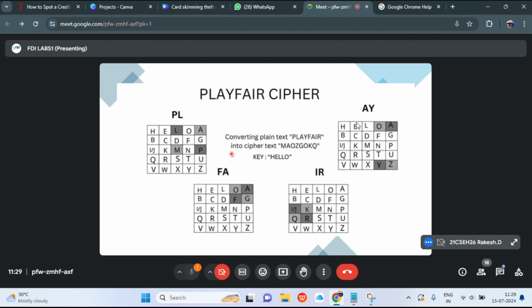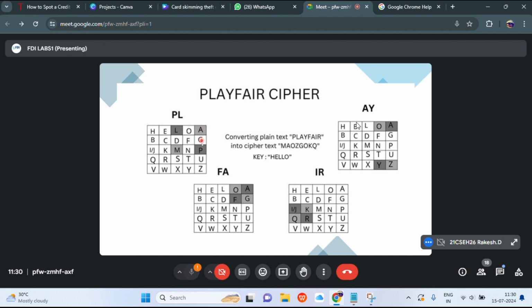And what was the second rule? The second rule is that we have split the plain text into pairs, and if the two letters are residing in the same row, then you should move to the next letter for ciphering it. When it is present in the same column, you should move down.